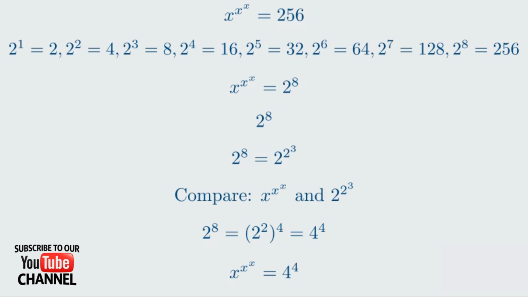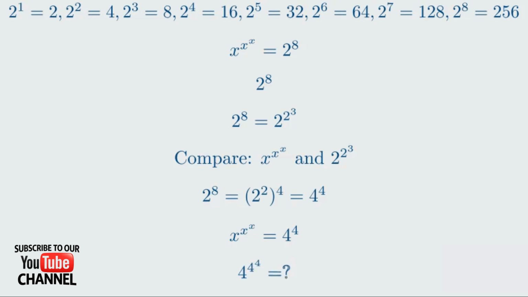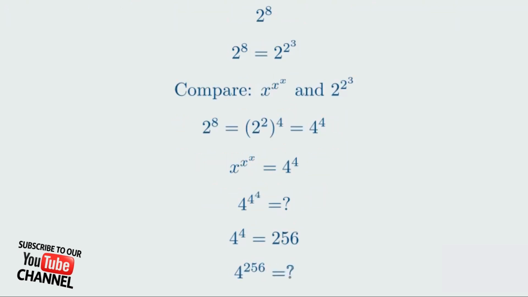Let's confirm this by substituting x equals 4 into our original equation. We get 4 to the power of 4 to the power of 4. Now, the key is to solve this by working from the top down. 4 to the power of 4 is 256. So we have 4 to the power of 256. This is a massive number, far too large to equal 256. So x equals 4 is incorrect.